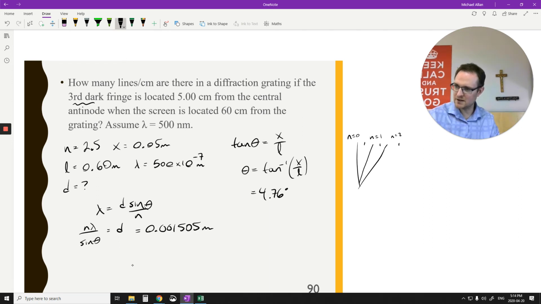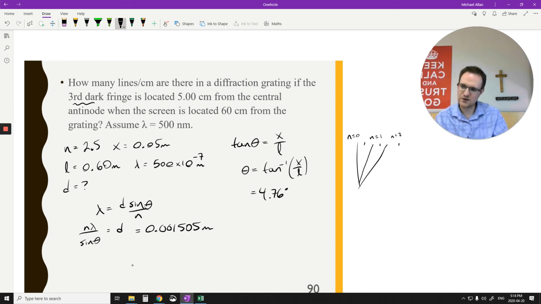So we get a distance between the slits to be 0.001505 meters. It's not asking for that. That's if it was just 2 slits. That's how far apart they would have to be, right? But we have lots of slits. Say I have a centimeter's worth of material. How many lines would be in there?